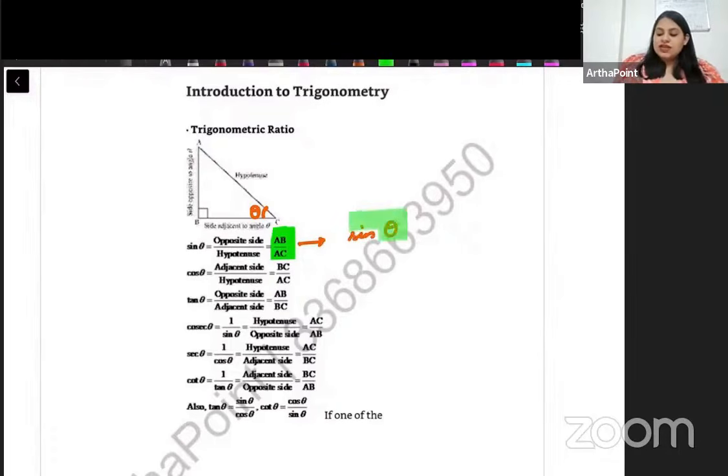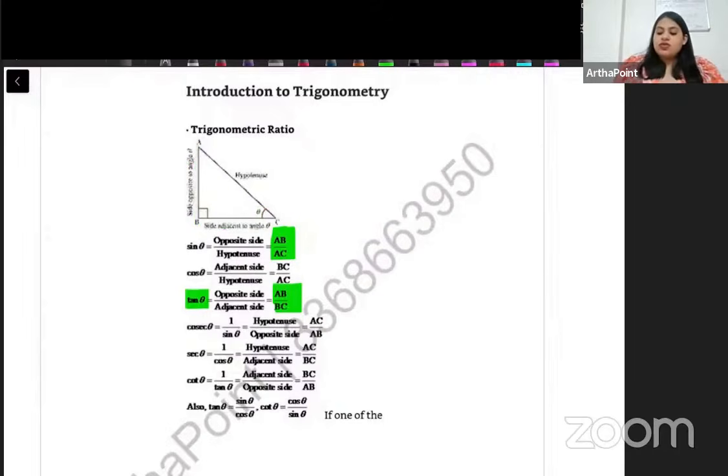Then the next thing that you have is called cos theta. Cos theta is base by hypotenuse. So the adjacent side to the angle, adjacent side by hypotenuse, that is cos theta. So BC by AC is cos theta. Then we have tan theta. Tan theta will be perpendicular by base. So opposite side by adjacent side will be tan theta. So AB by BC will be tan theta.